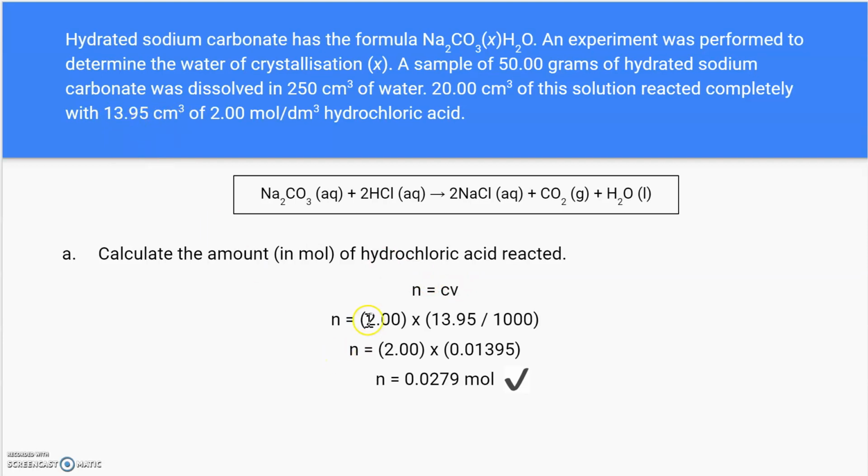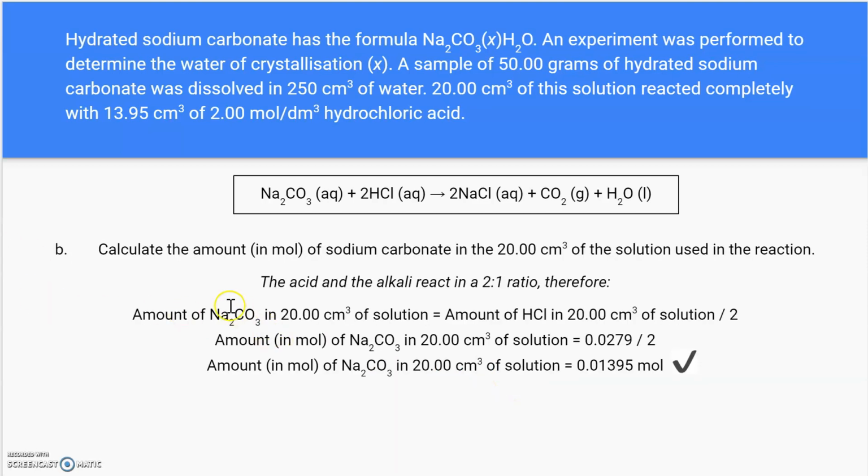So in the end, we get that moles is equal to 2, that concentration, times the quantity of 13.95 divided by 1,000. We perform all that and we get that the moles of hydrochloric acid reacted are 0.0279. So that would be part A.